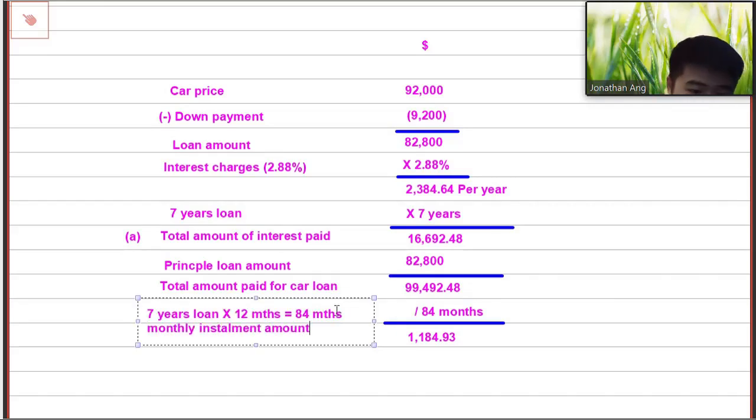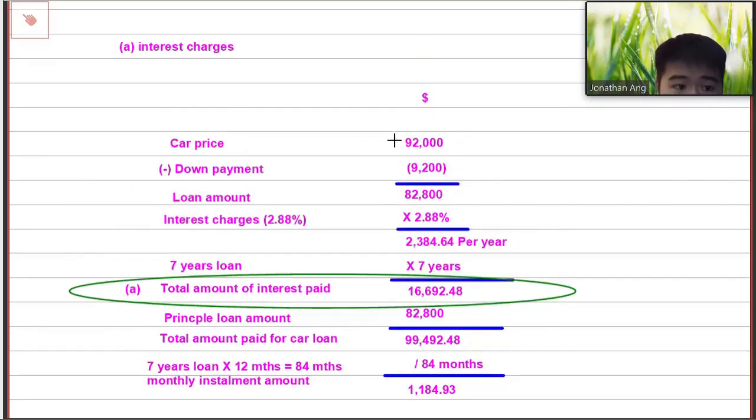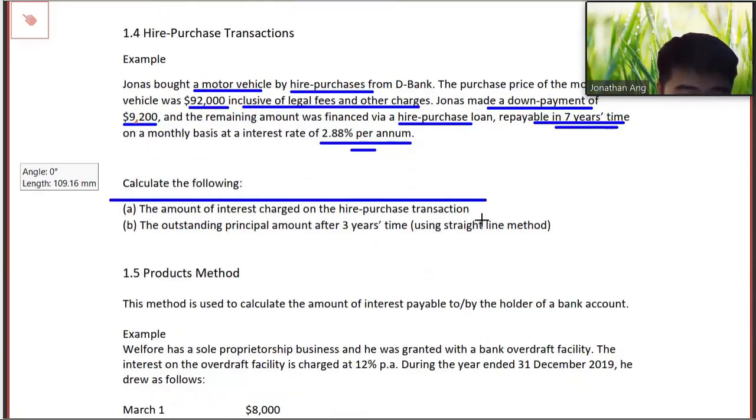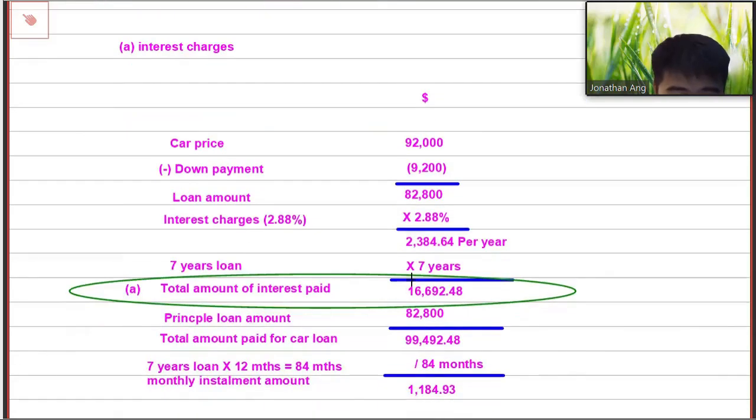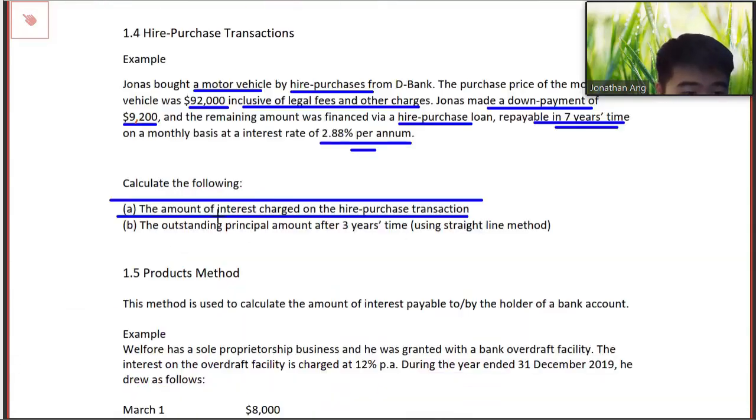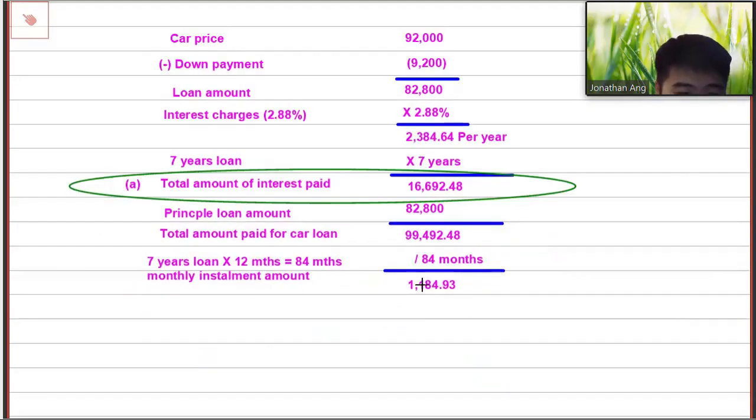Your monthly installment amount is 1,184.93. Now your answer for part A is already answered right here, because part A asks what? The amount of interest charged on the hire purchase. That is the interest charge, 16,692. And then the outstanding principal amount after 3 years time. Let's calculate this.